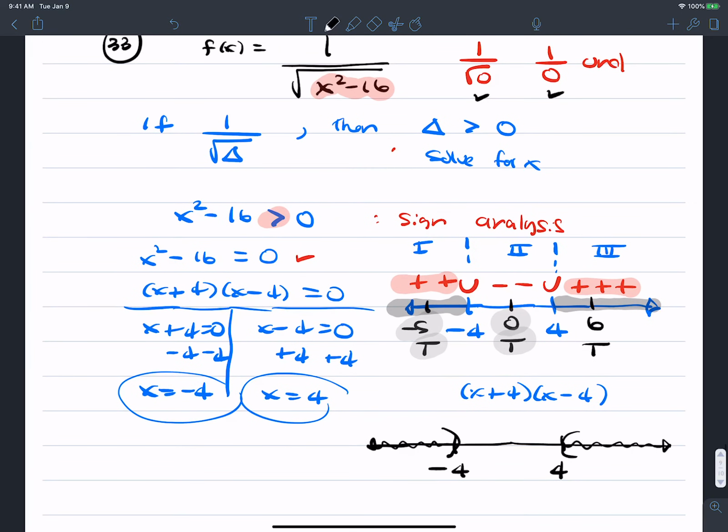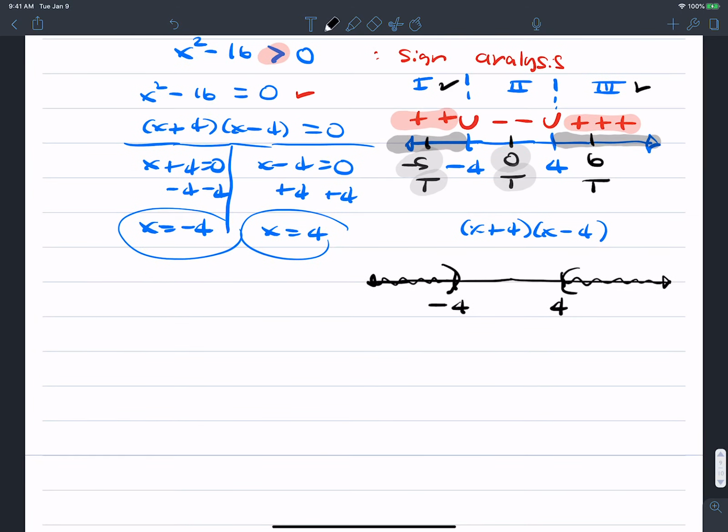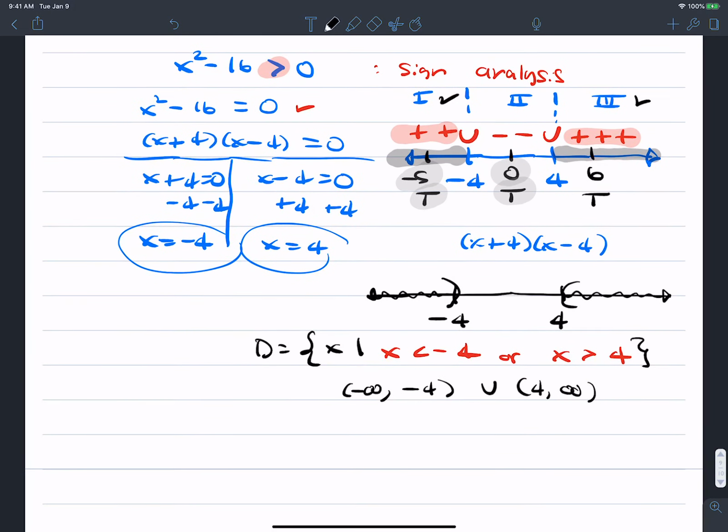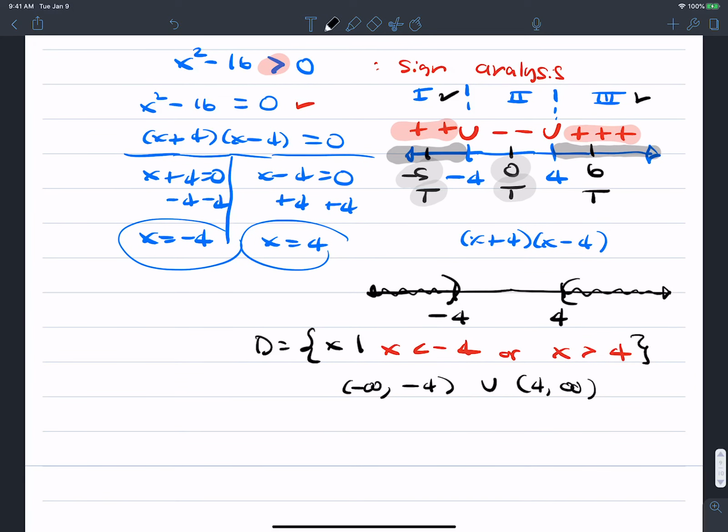It's simply region 1, region 3, without the endpoints of -4 and positive 4, because it's undefined. So here's the graph of the solution, and if they ask for the set notation, numbers less than -4 or numbers greater than 4, formally in set notation, the real numbers x such that x satisfies this requirement. Interval notation is the same as before: -infinity up to -4, union 4 up to infinity. So here's how we handle number 33.